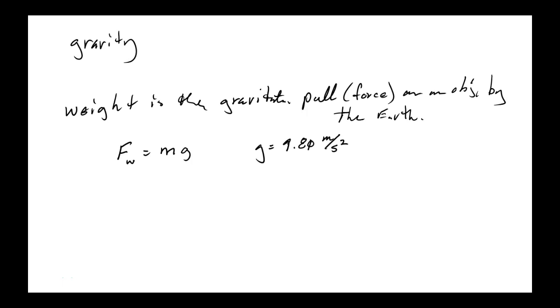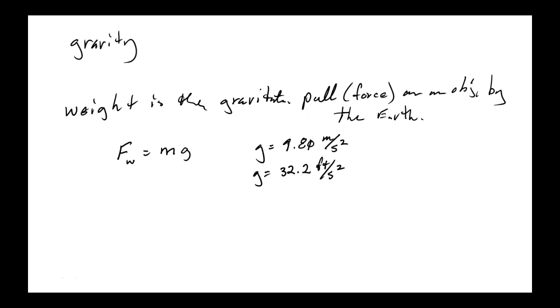Now, people get lazy. I get lazy sometimes and call it gravity. It's not gravity. It's the acceleration due to gravity. It looks like 9.80 meters per second squared. In the U.S. customary units, g is 32.2 feet per second squared. That's the acceleration due to gravity on Earth in the U.S. customary system.